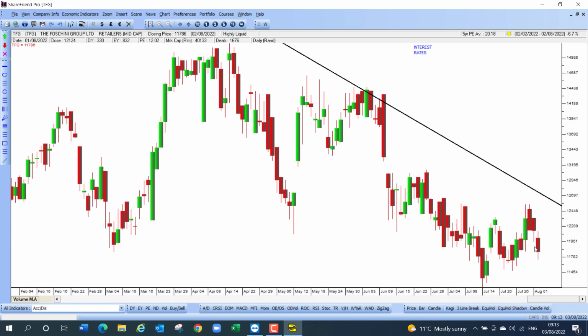We think that the share is cheap at these levels, and it's on a PE of 12 and a dividend yield of 3.3%, and we think it's a share that will start to perform in the future. So there you go, that's Foschini.